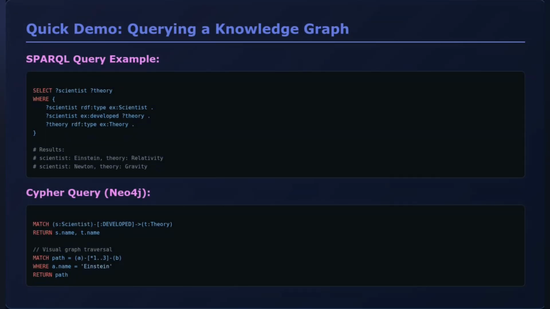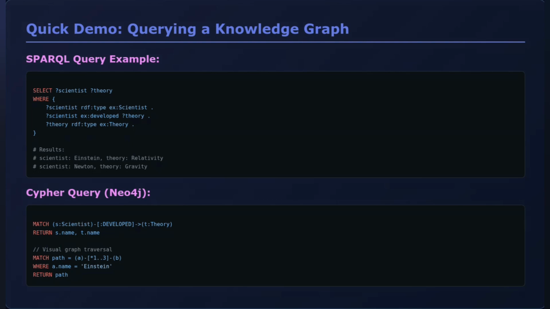All right, let's see these knowledge graphs in action. I'll show you how to query them. First, let's look at a SPARQL query. Say we want to find all scientists and the theories they developed. Select asks for what we want to retrieve, the scientist and the theory. The where clause defines our pattern. We want things that are scientists who developed something that is a theory. And the results come back super clean. Einstein and relativity, Newton and gravity. It's like SQL, but for graph data.